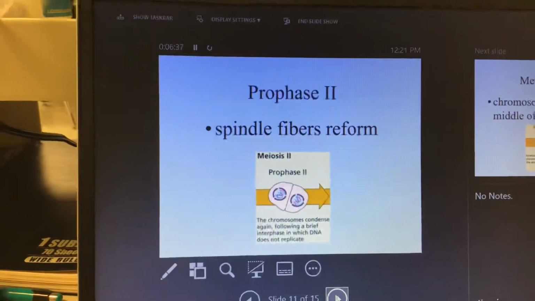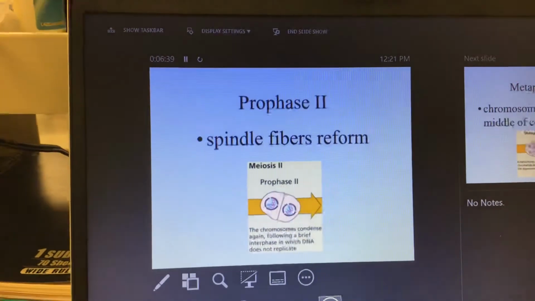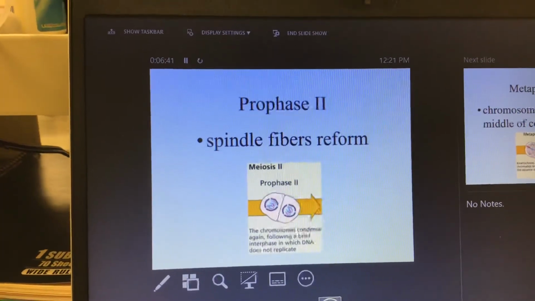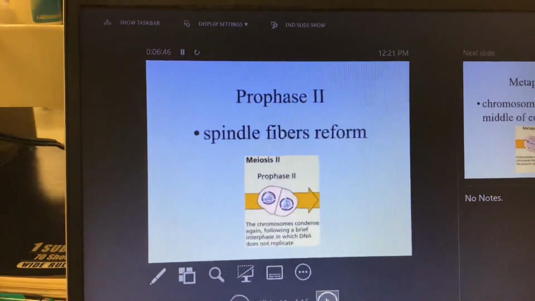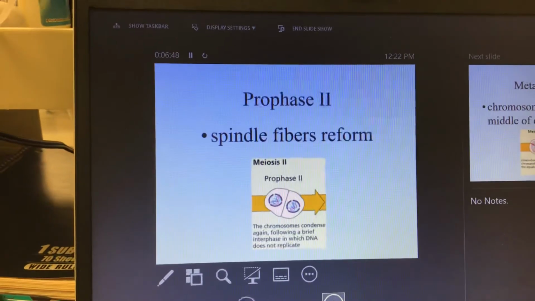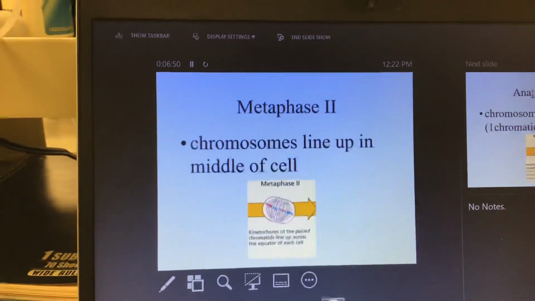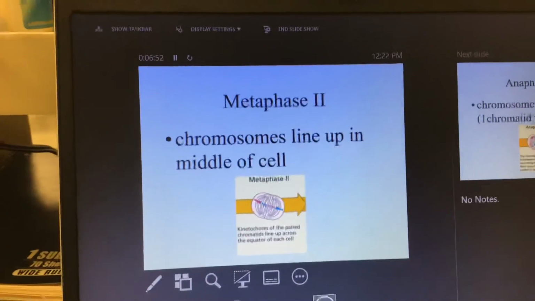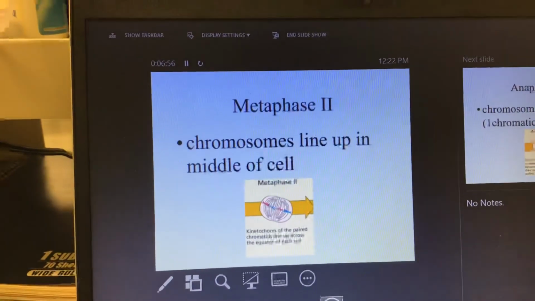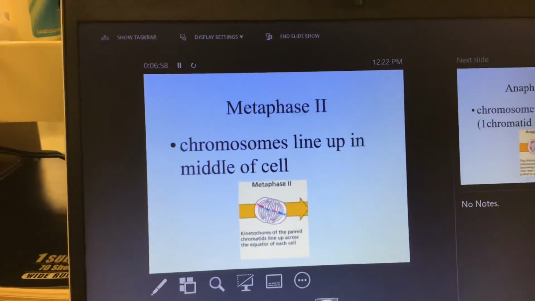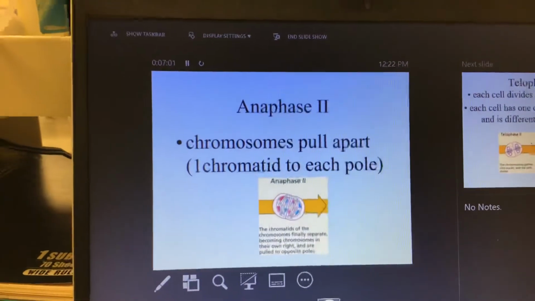Then we go to prophase 2. So those two cells that are kind of stuck together, and just go ahead and write prophase 2 is all. Those cells that are stuck together, they're going to start dividing again, and they're going to go to metaphase 2. So we got those two cells trying to split again. And then we have, you guessed it, anaphase 2.